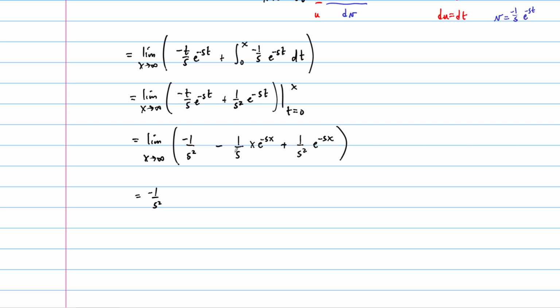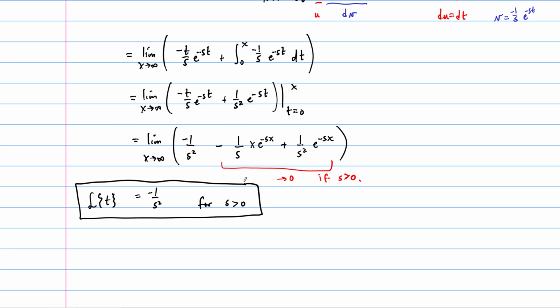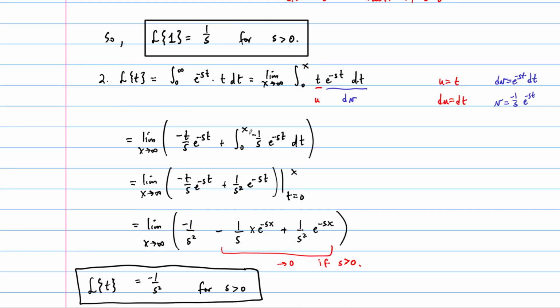These constants, or these terms, 1 over s squared, etc., make it so that s can't be 0. And then, again, if s is negative, then these limits blow up, right? So this is our answer. All of this goes to 0 if s is greater than 0. And so what we get then is that our Laplace transform of the function t is equal to negative 1 over s squared for s greater than 0 again.